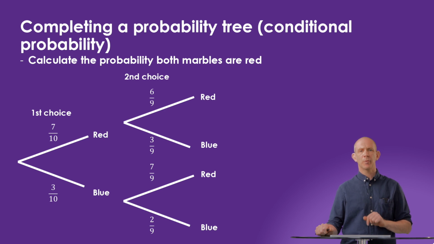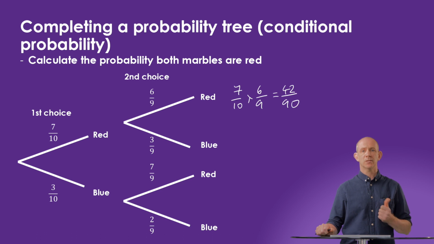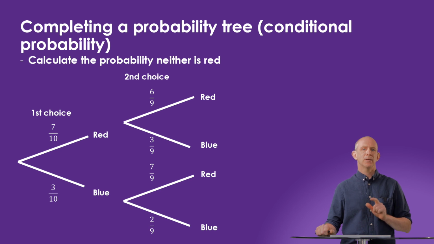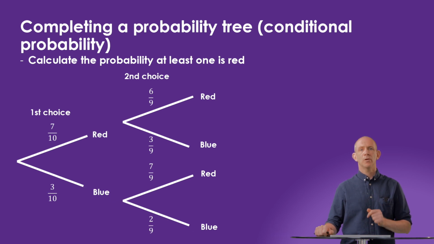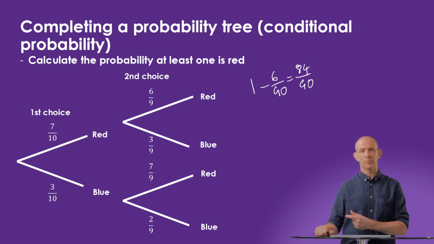To calculate the probability of choosing 2 red marbles will be 7 over 10 times 6 over 9, which will give us 42 over 90. To calculate the probability that neither is red will be the same as both being blue, which will be 3 over 10 times 2 over 9, which will give us 6 over 90. The probability that at least one is red would therefore be all the probabilities, which will equal 1, minus the 6 over 90 for choosing 2 blue marbles. This will give us 84 over 90.